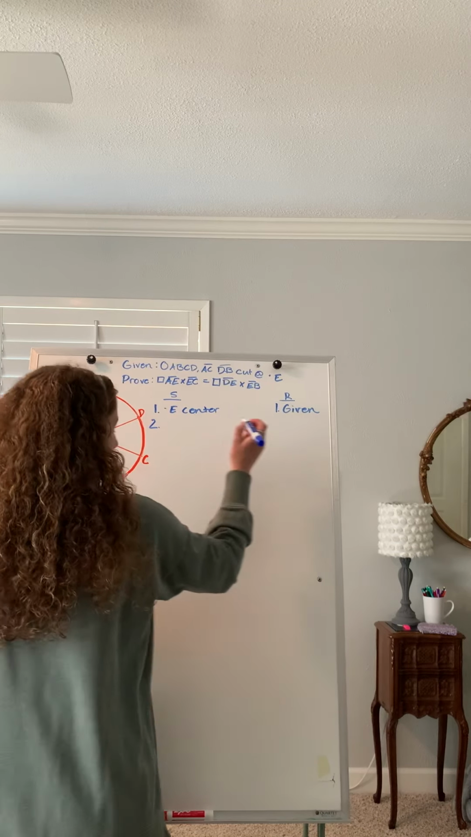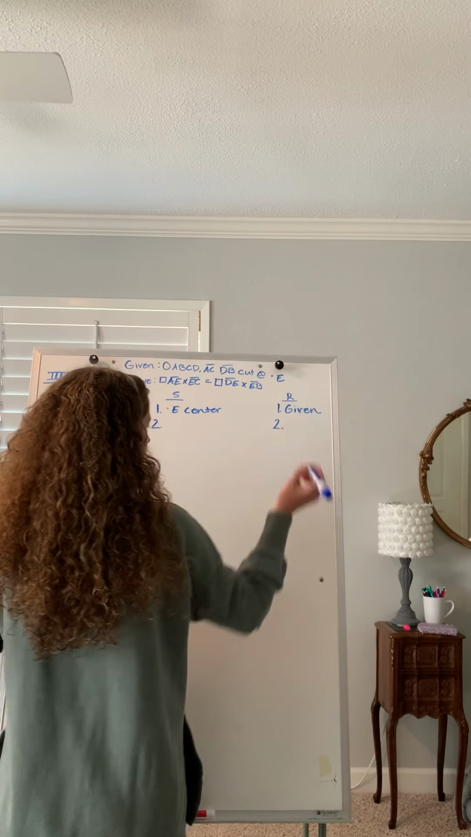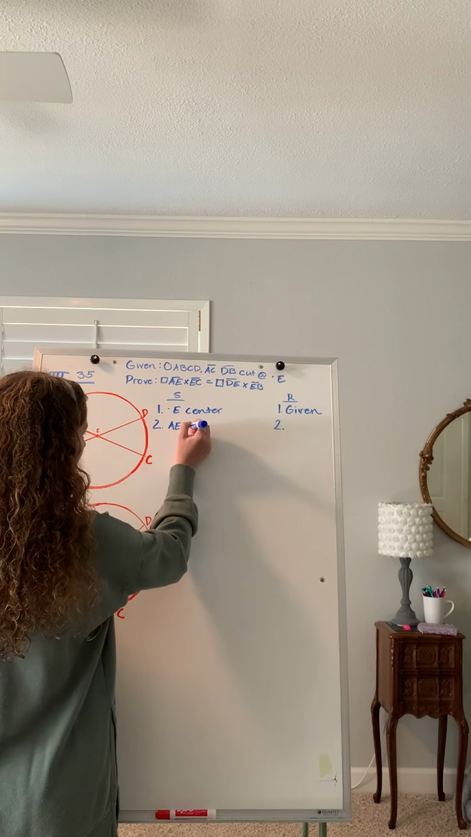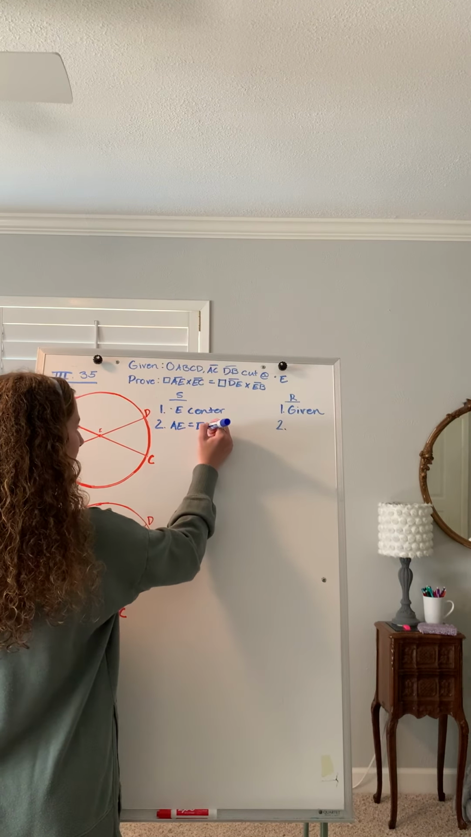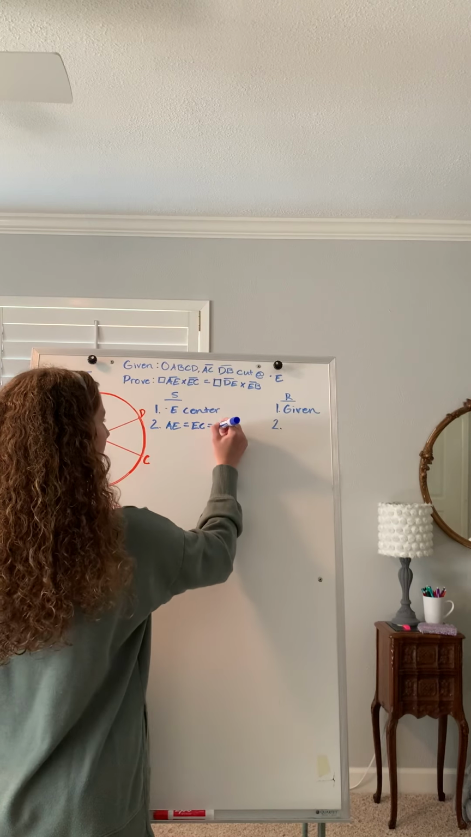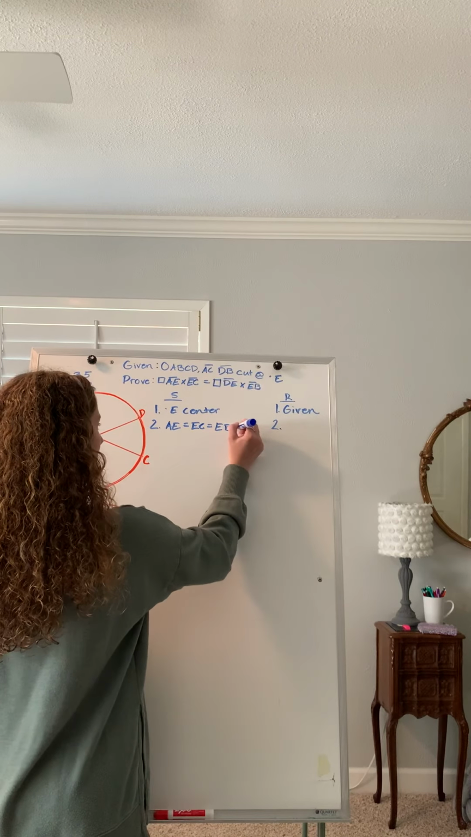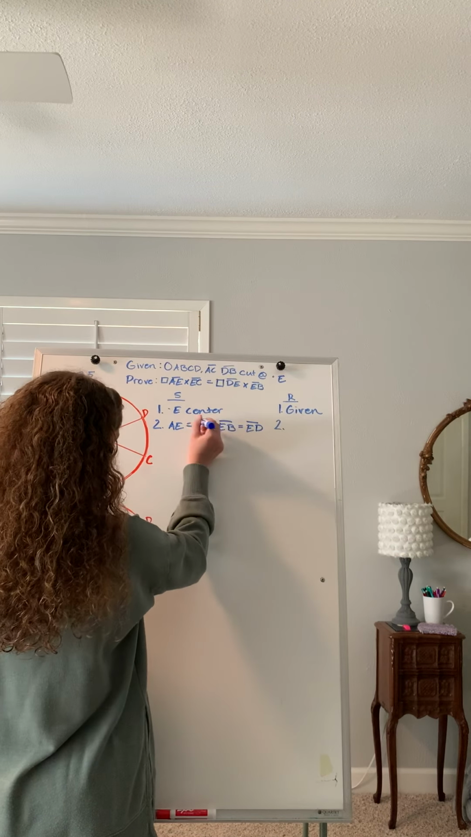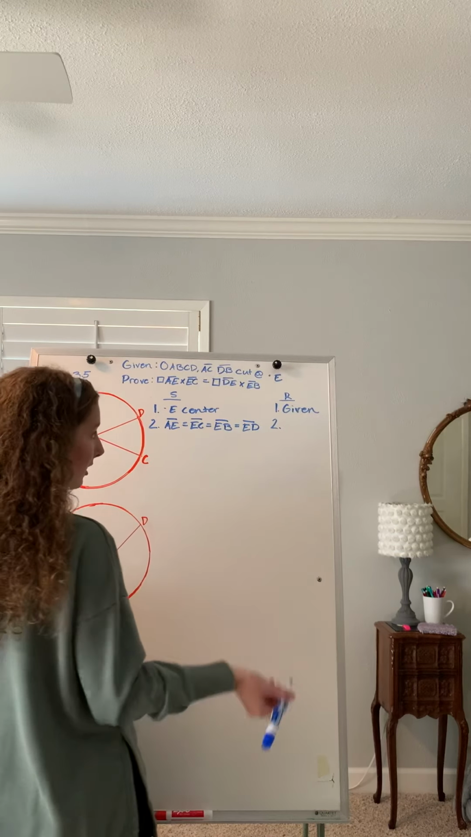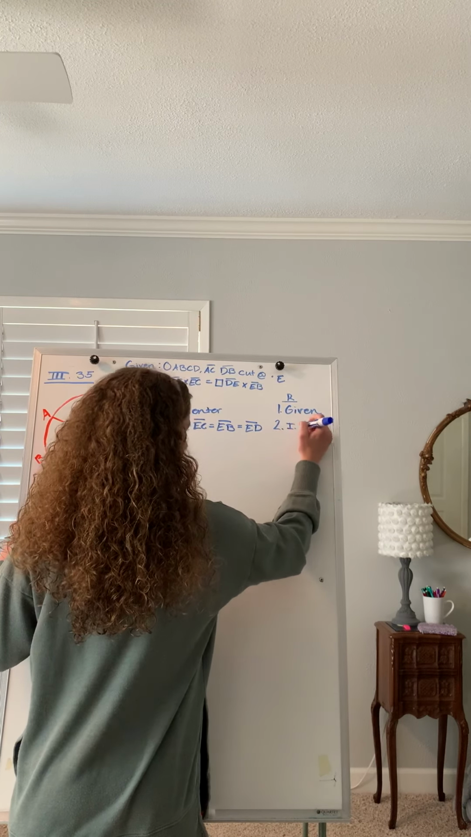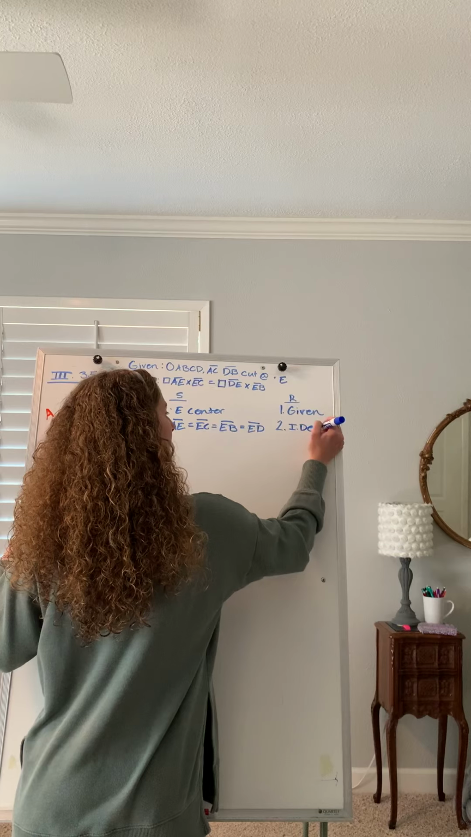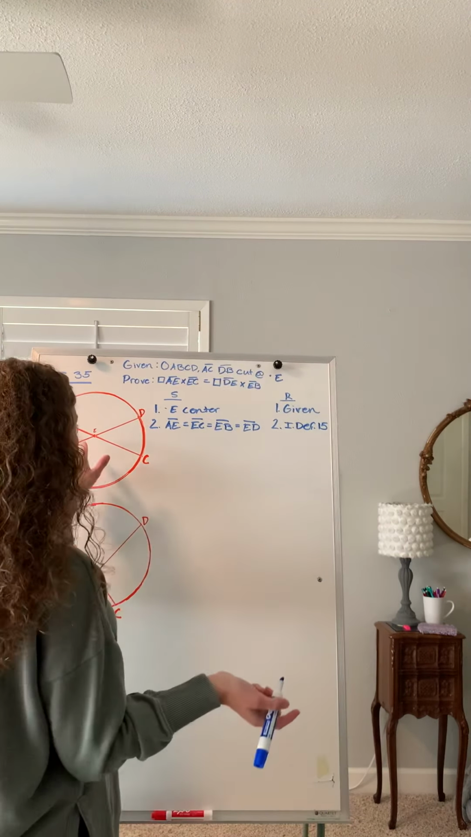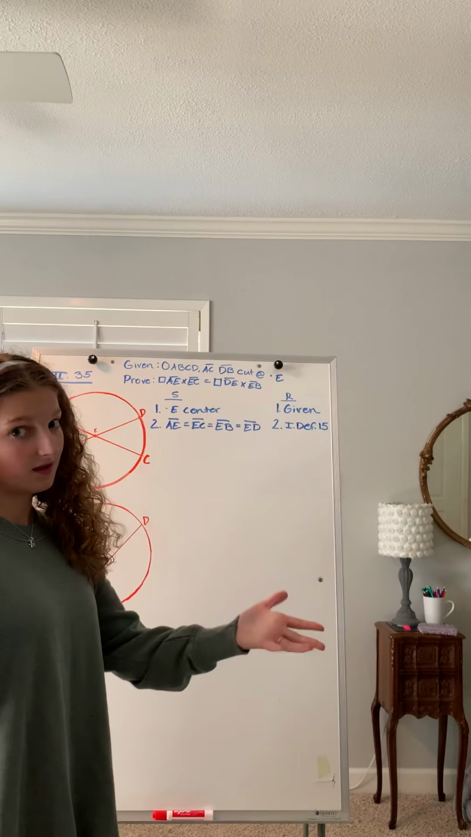And then, for our second step, we're going to say that AE equals EC, which equals EB, which equals ED. And we know this because of Book 1, Definition 15, which is the definition of a circle. And so since all of these come out from the center, they're all equal.